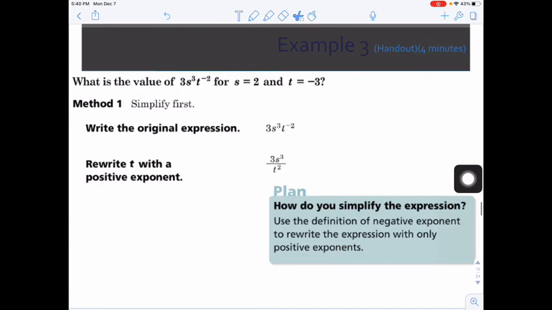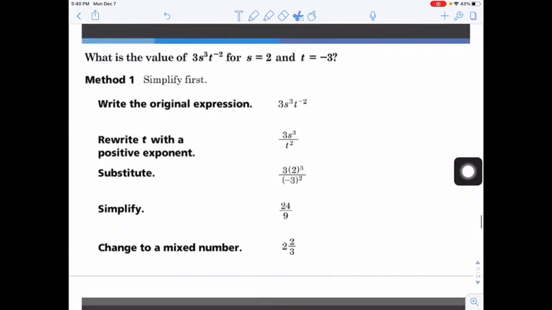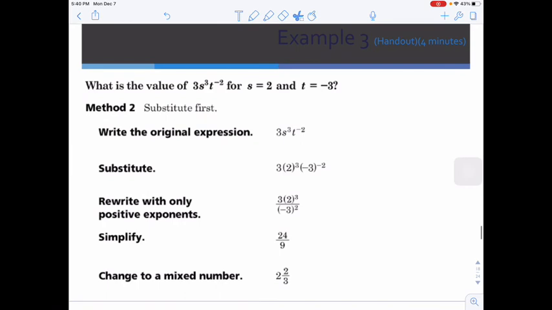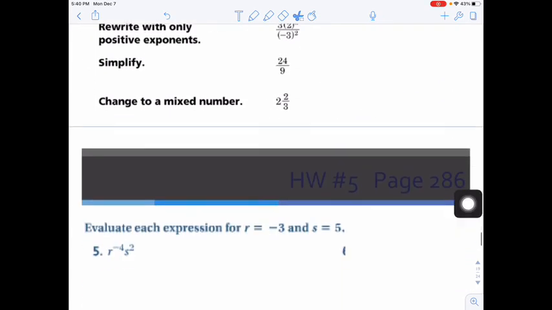Now they use the same method we did for method 1. They simplify first, and then they plug in the values and get 2 2/3. However, they also have a method 2 where you could plug these values in first. However, eventually you still have to end up simplifying the negative 2 exponent and putting it on the bottom to create a positive 2, and you end up with the last steps being the same.